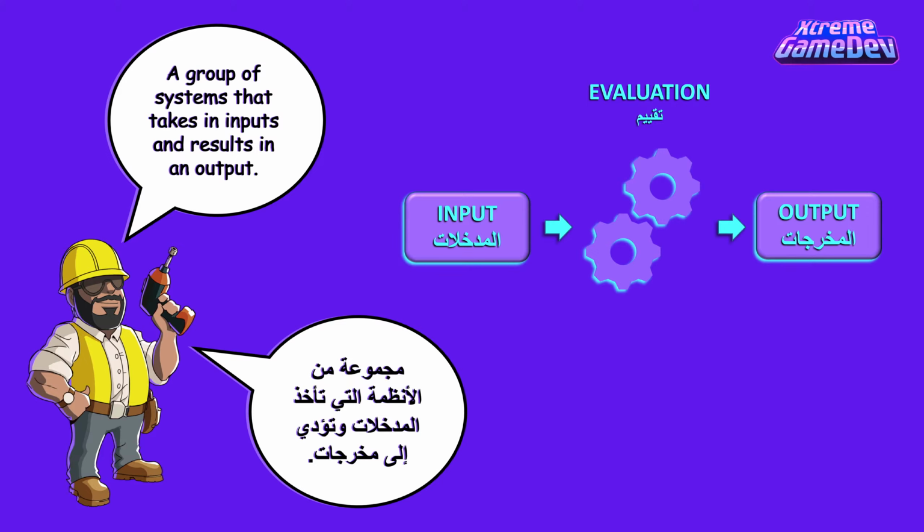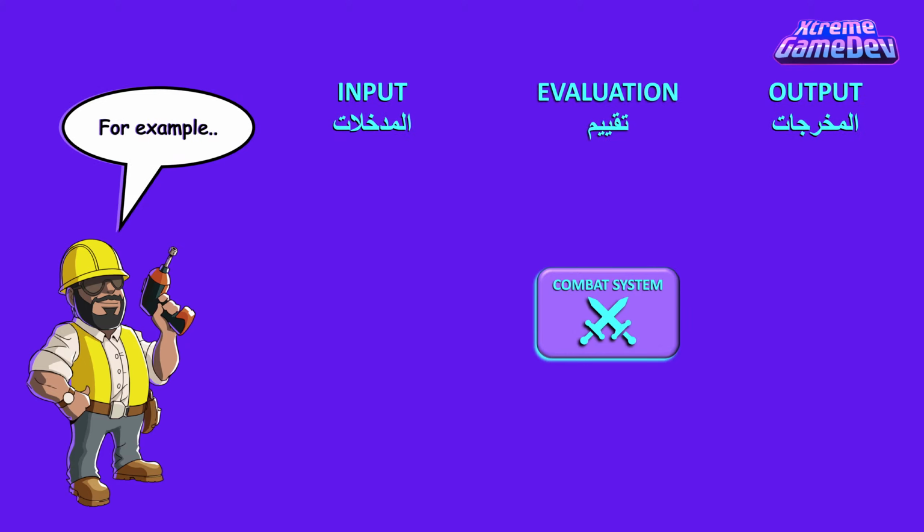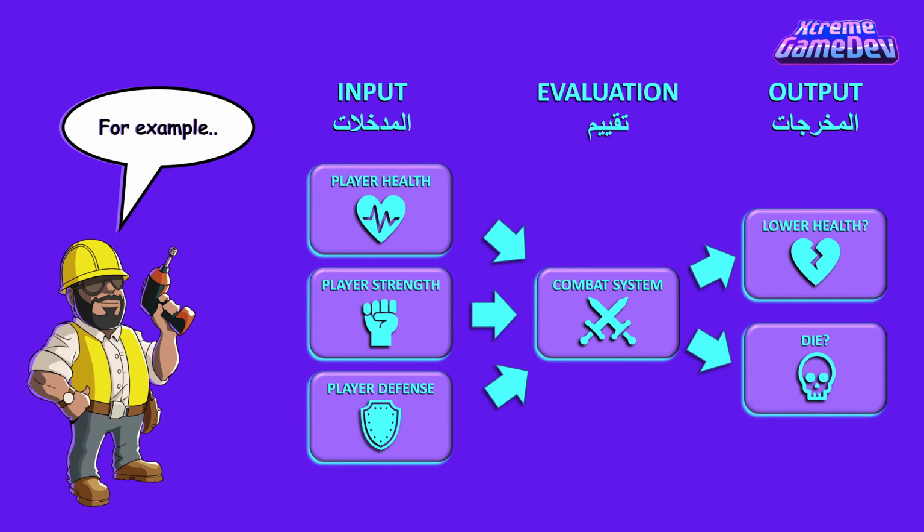So let's talk about, for example, a combat system in a game. So what's the input? The input is your health, the player health, the strength of the player, and the defense. So this is the input into the system. The system will evaluate your input and then will give you an output. So the output would be like, okay, if I get hit, I get lower health, or for example my health is lowered to the point till I die. So this is a simple example of how a system would have an input and then an output.